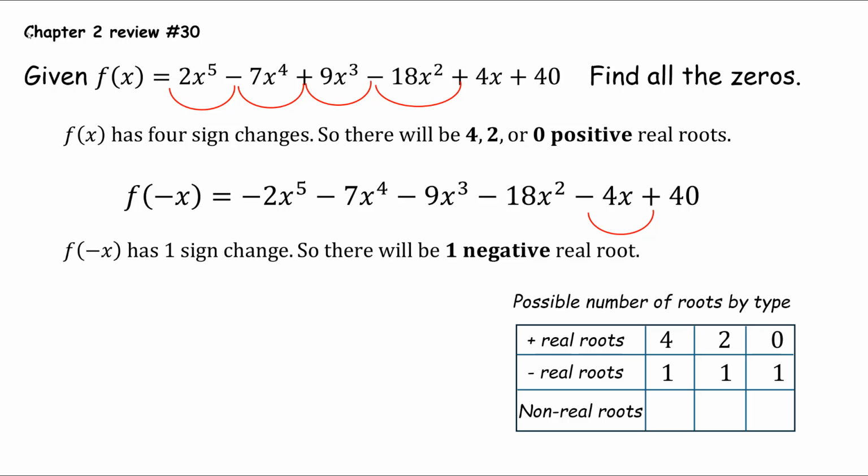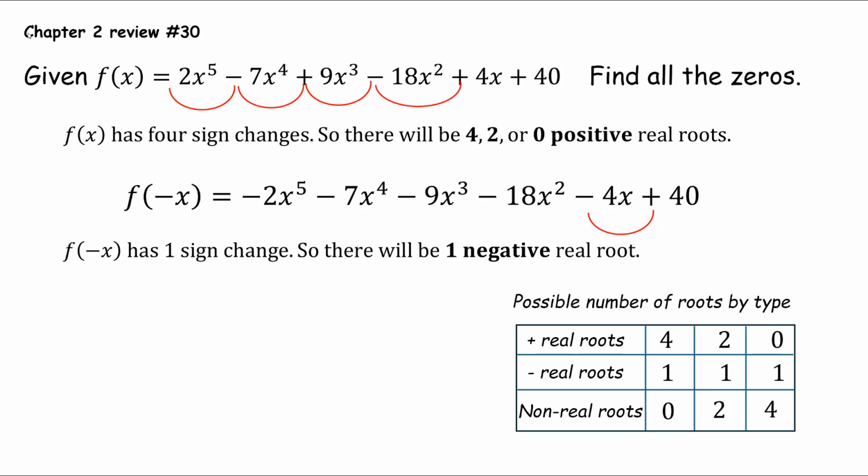And so since the number of roots has to be 5, because this is a fifth degree polynomial, we know that if there are 4 positive real roots and 1 negative real root, there won't be any non-real roots because that already adds up to 5. If there are 2 positive and 1 negative real root, that leaves 2 roots left, so those would be non-real. If there are no positive real roots and there's still 1 negative real root, then there would have to be 4 non-real roots to get all the roots we need.